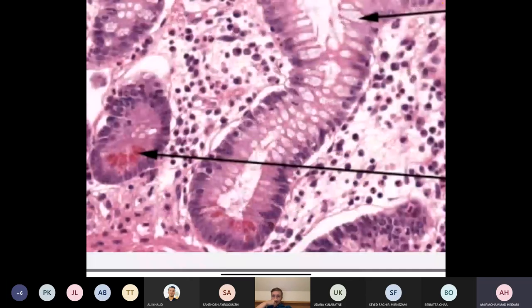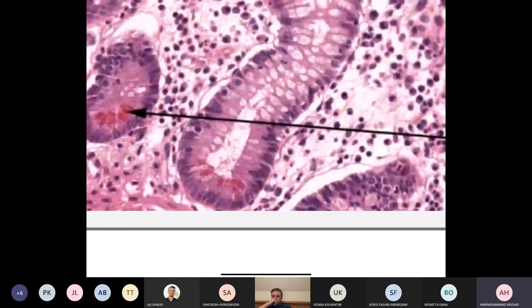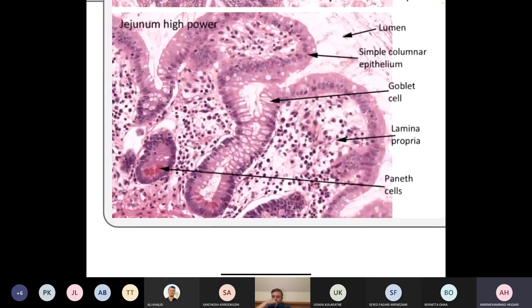You can see simple columnar cells here, covering the intestine jejunum with goblet cells which produce mucus.